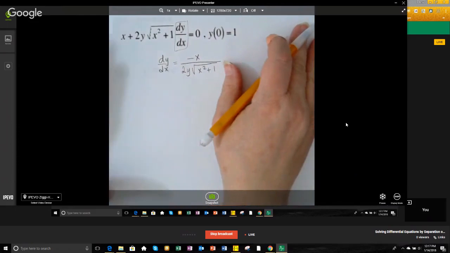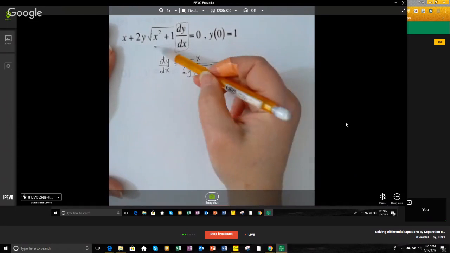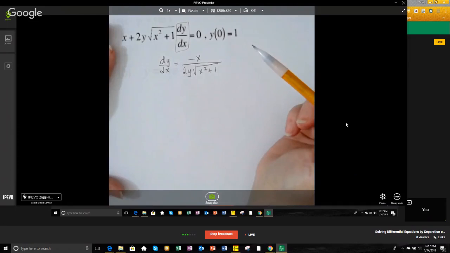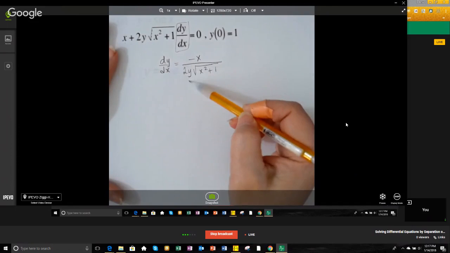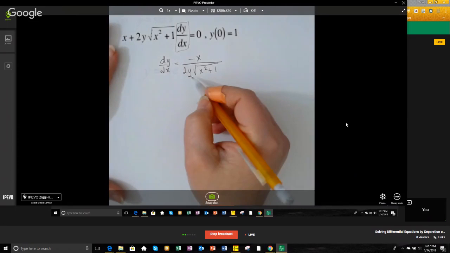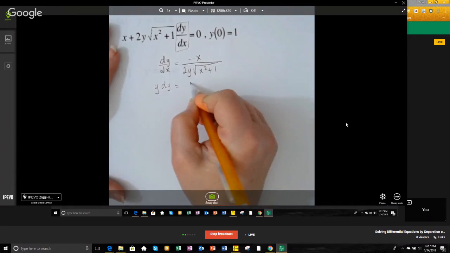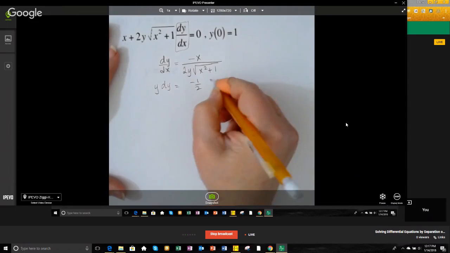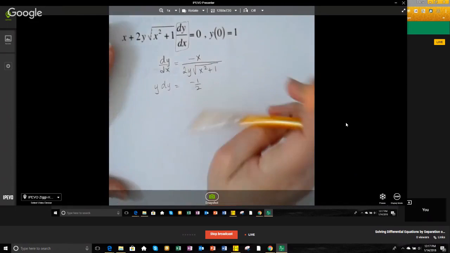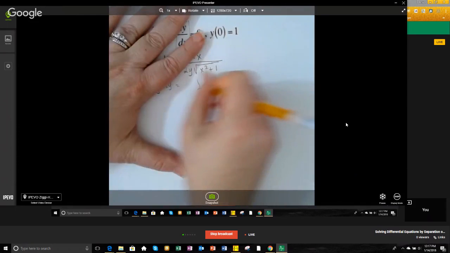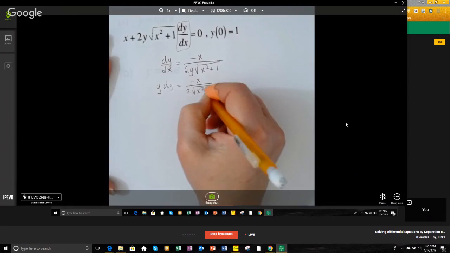All right. So I just moved the x over and divided by all of this. Now we're going to separate and integrate. And so to do that, I'm going to just move the y because I want to leave the constants over there. So this is going to be y dy equals negative 1/2. Because I like the constants over here. Hold on, we'll just rewrite it this way for now. We'll say negative x over 2 root x squared plus 1.